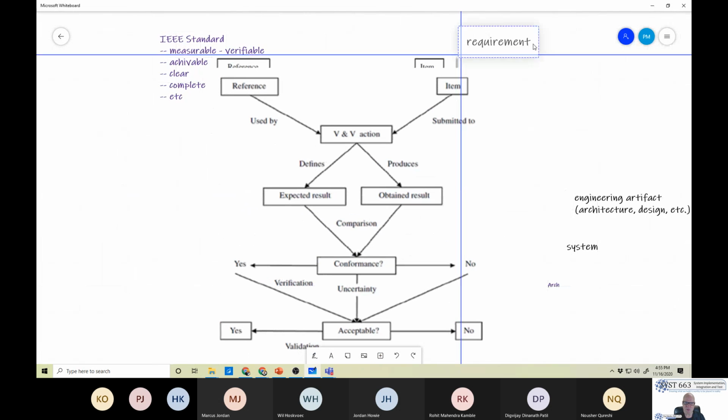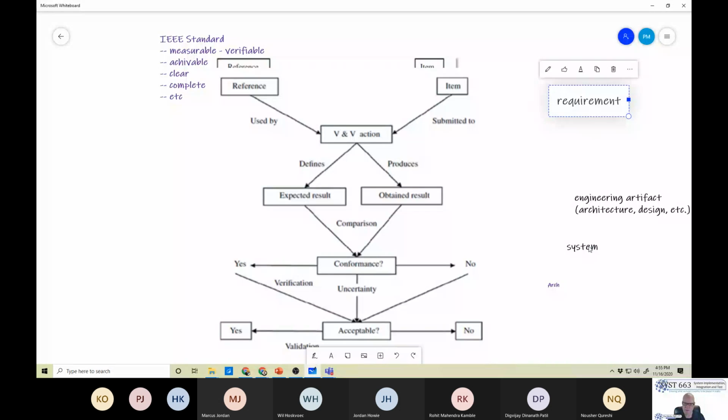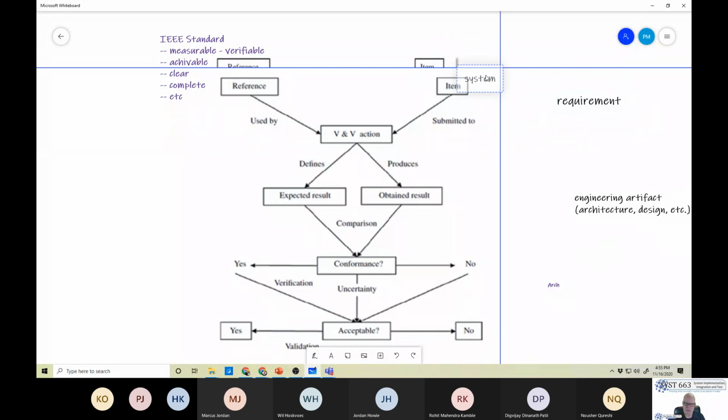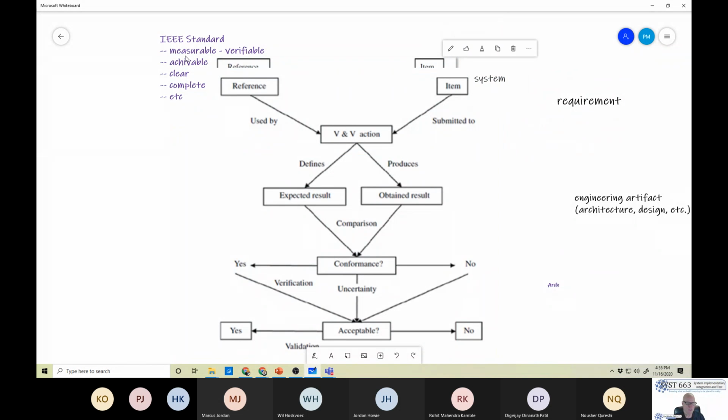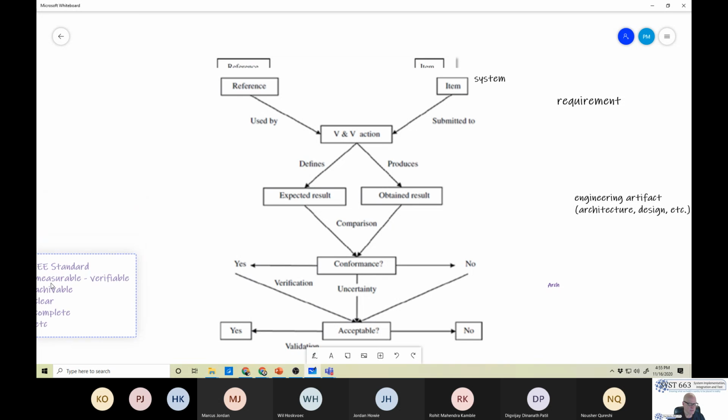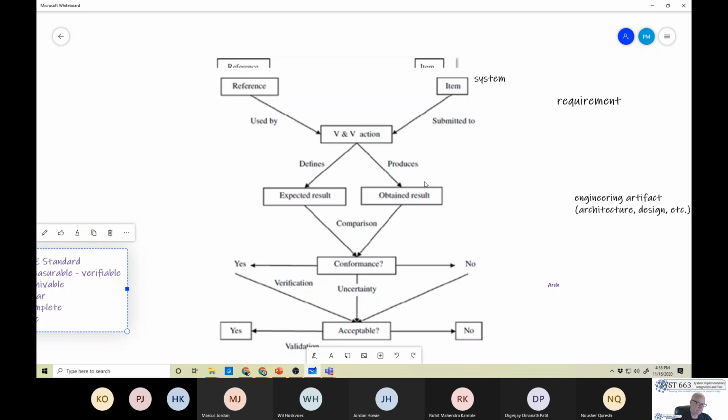Let's replace this requirement with something else, with the system itself. We're trying to do the system. What's my reference for the system that I'm going to use in order to do verification as well as validation? Anybody have a clue? We talked about it, but I want to see if you guys remember.